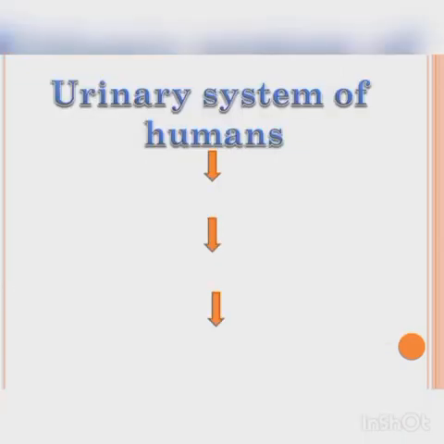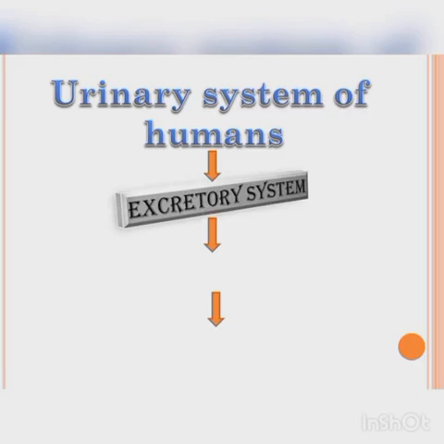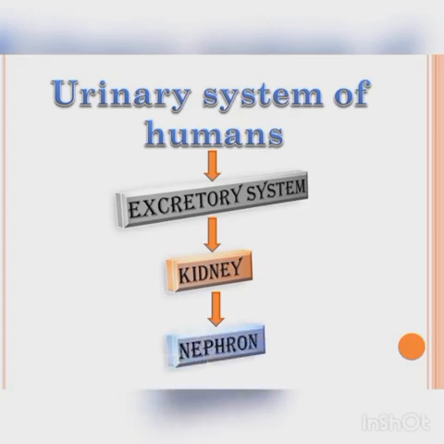Now we have to see urinary system of humans. Urinary system of humans is also known as excretory system. Here, the major organ that is involved in excretory system is kidney. Kidney consists of nephron, that is actually the basic structural and functional unit of the kidney. Kidney forms the urine.